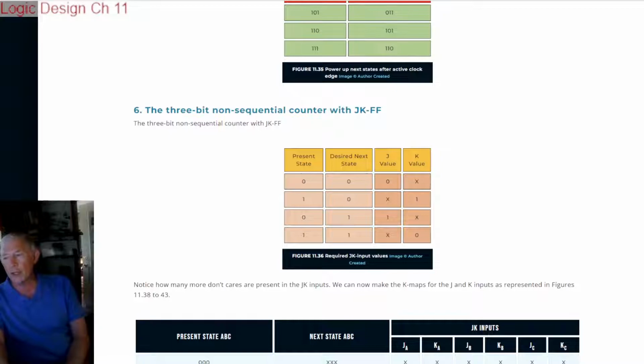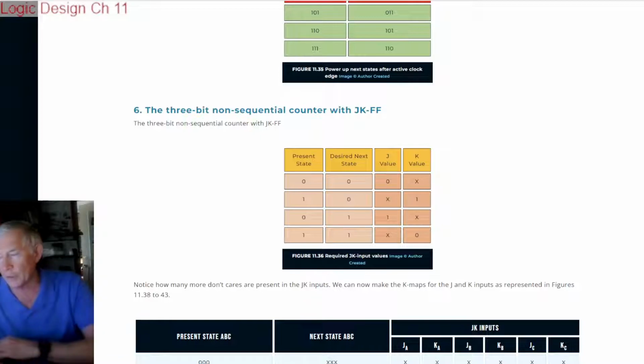What if we're going to do JKs? Notice here, for 0 to 0, J has to be a 0, but K can be a don't care. From 1 to 0, I'm sorry, J has to be a don't care, and K has to be a 1. For 0 to 1, J has to be a 1, and K is a don't care. And from 1 to 1, J is a don't care, and K has to be a 0.